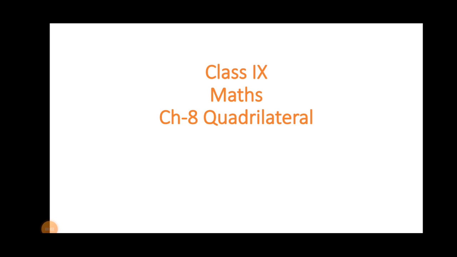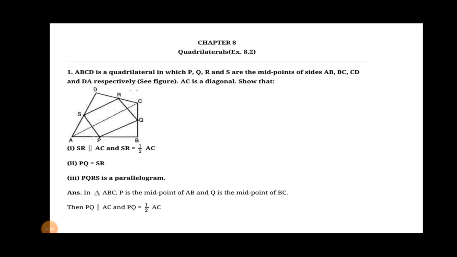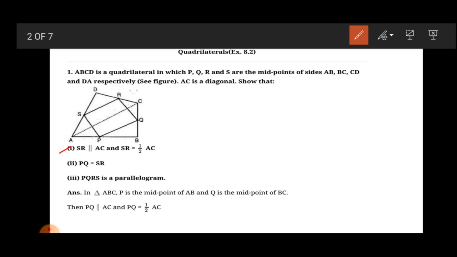Maths Chapter 8 Quadrilateral Exercise 8.2 Question number 1. ABCD is a quadrilateral in which P, Q, R and S are the midpoints of the sides AB, BC, CD and DA respectively. AC is a diagonal. Show that SR is parallel to AC and SR is equal to half of AC.